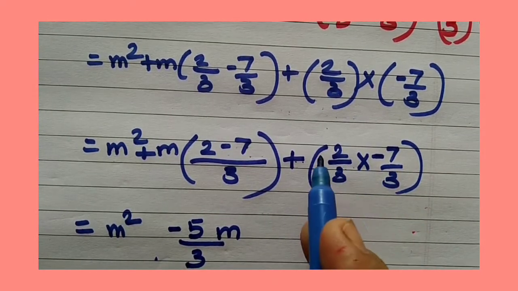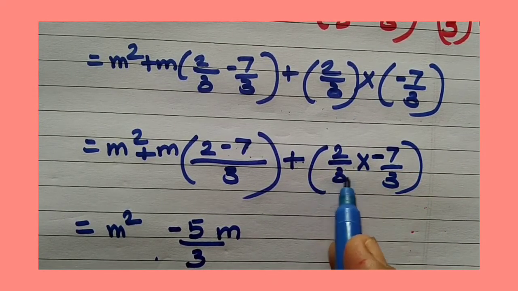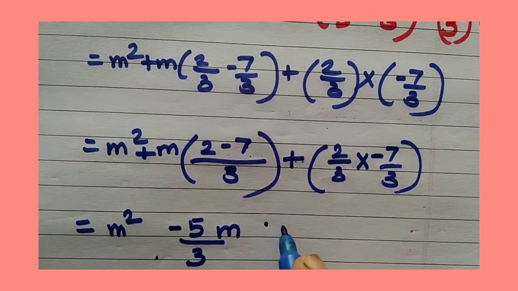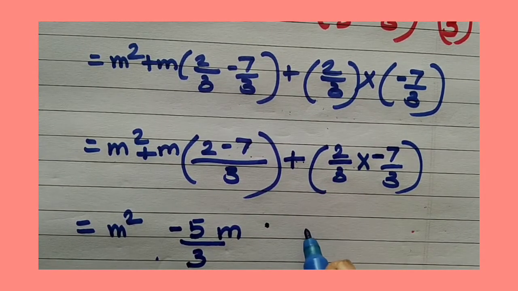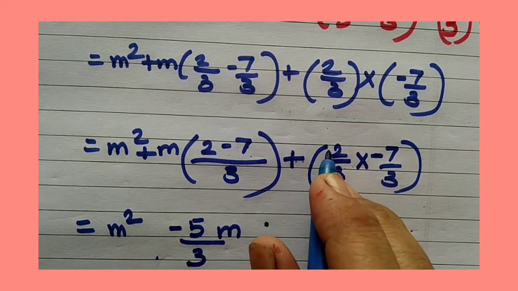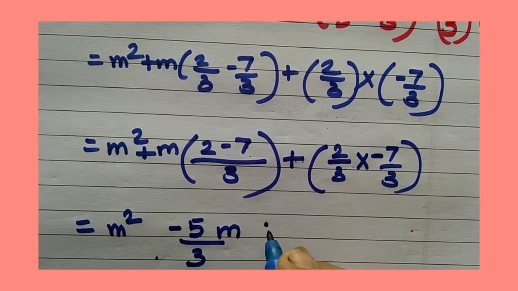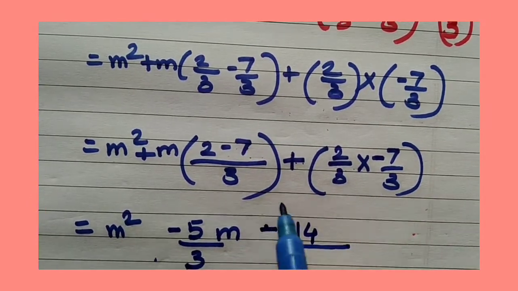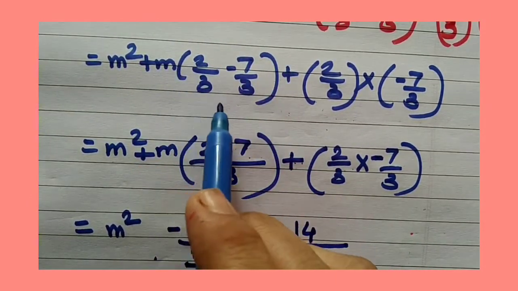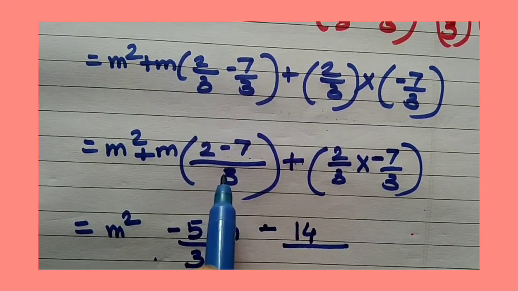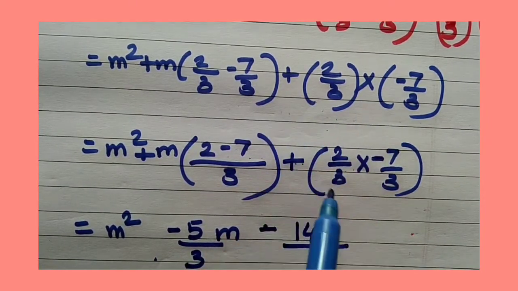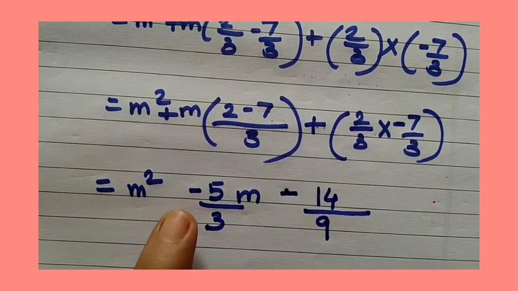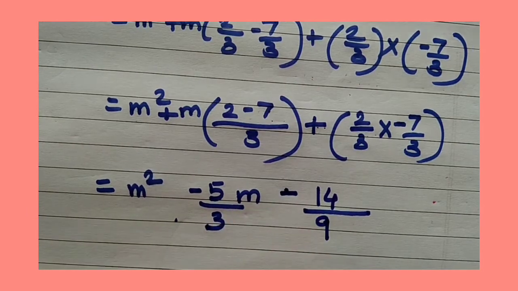Now here there is multiplication also. Now here there is 2 multiplied by 7. Now we'll not put a sign here. First we'll see what we are going to get. This is plus 2 multiplied by minus 7. So the sign will be minus. 7 2s are 14. And here, when you're doing subtraction or addition, the same denominator will remain the same. But when you're doing multiplication, the denominator is also multiplied. So here we will get 9. Okay, so the answer is m square minus 5 upon 3 m minus 14 upon 9.